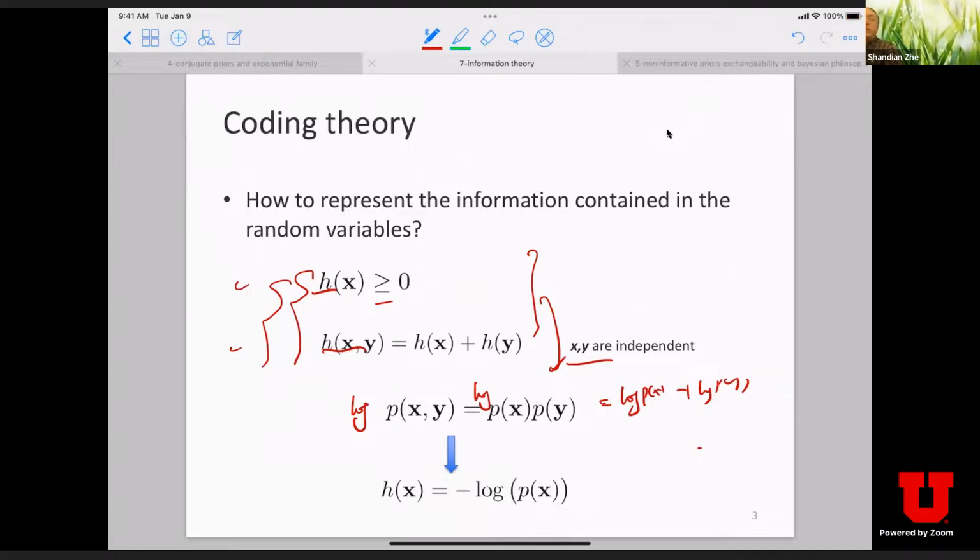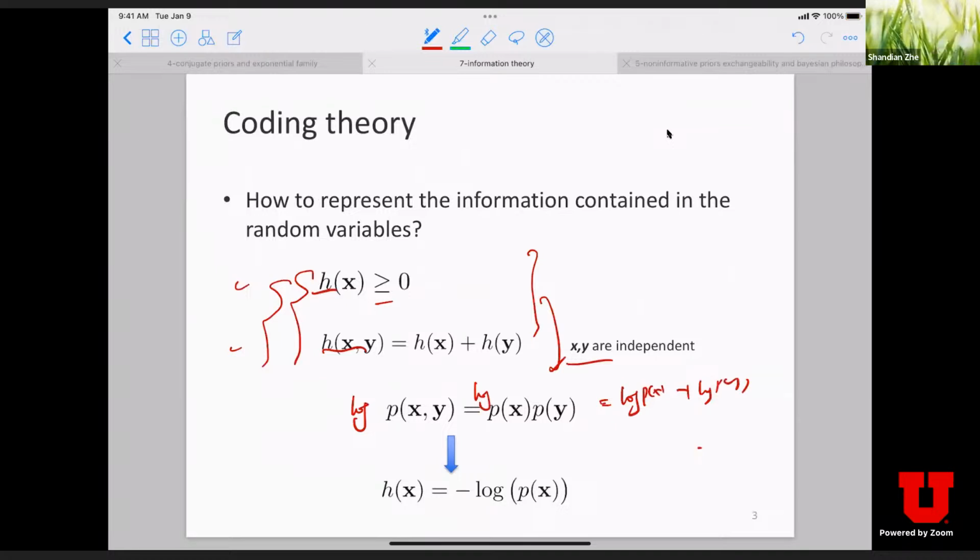Then Shannon just defined his own information function of x as negative logarithm of probability of x. Does it make sense? Okay. That is how he was motivated for this, and this is how most of information theory is defined right now.